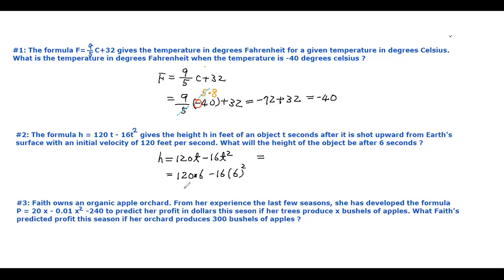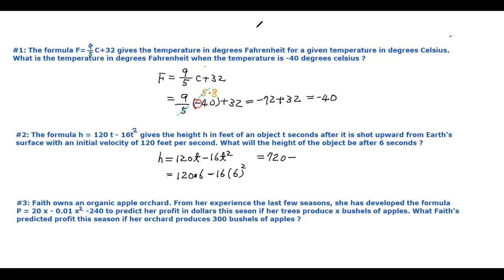Okay, so this is multiplication, and multiplication takes priority over subtraction and addition. So 120 times 6 gives you 720.